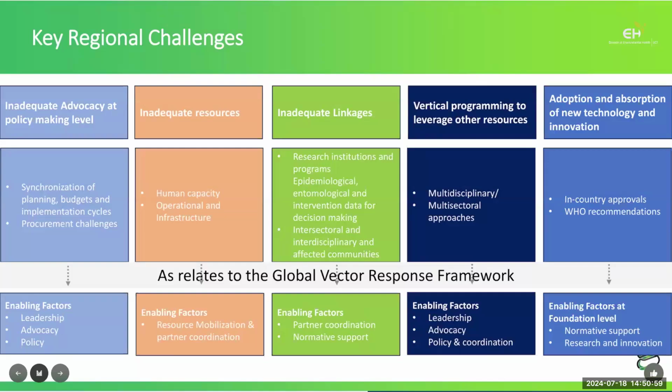The last, the below lines is just to show that these are all aligned, and challenges that are aligned to the global vector response that I did mention earlier in my previous slides, that the leadership, the resource mobilization, partner coordination, and all these research and innovation all speak to that. The key challenges that we are noticing within the region have the need to be responsive to what the global situation speaks to. The next slide, please.